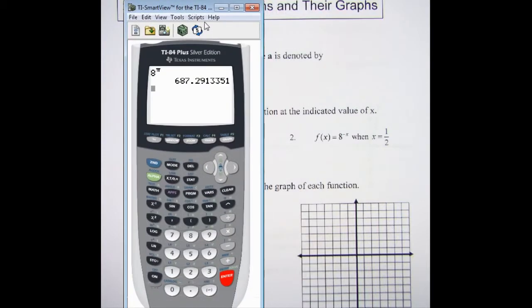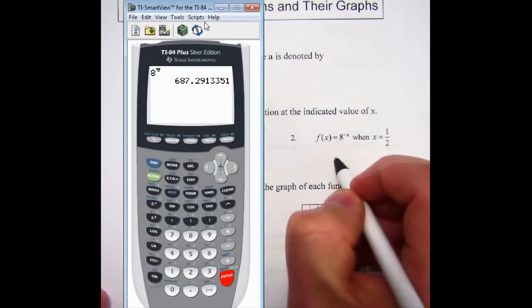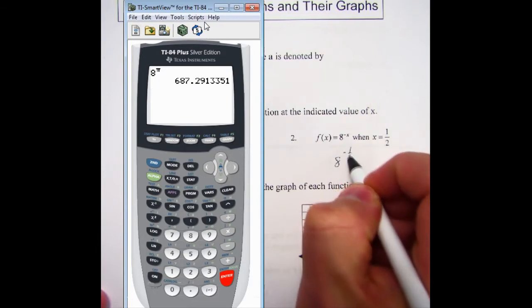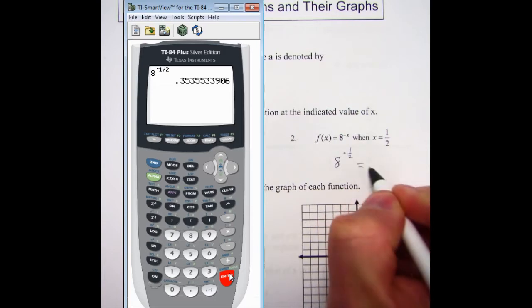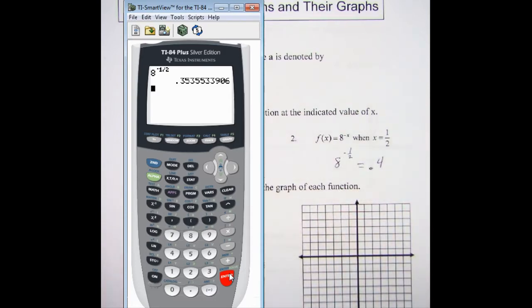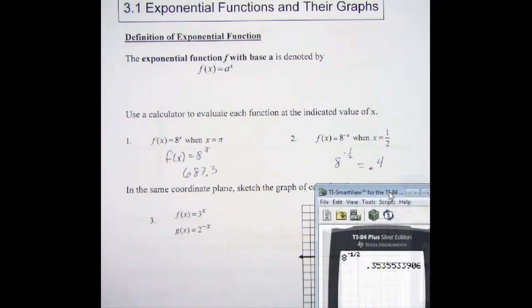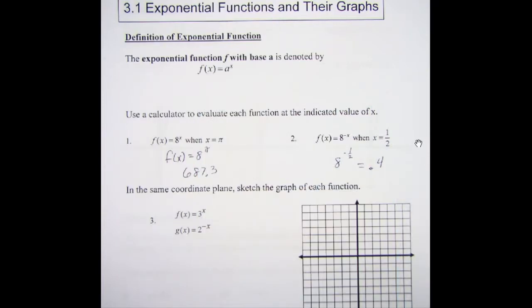So let's come over here and do example number 2. That'd be 8 to the negative 1/2 power when you plug that in. So if I were to do that, I would clear that out, 8 to the, make sure you use the negative key, not the minus key, but to the 1 divided by 2 power, and that would give you the result of 0.35355. So let's round that again to the nearest tenth. That'd be 0.4. Okay, so that's just the ones using the calculator.